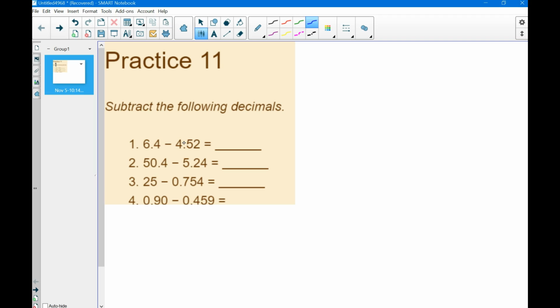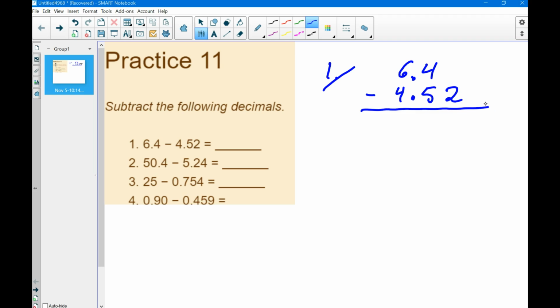But I'm going to write them down like I was saying before, putting them one above the other one, and keeping our decimals in order. So it's going to look like this. So number one right here looks like this. 6.4 minus 4.52, keeping the decimals in line. And let's start subtracting.